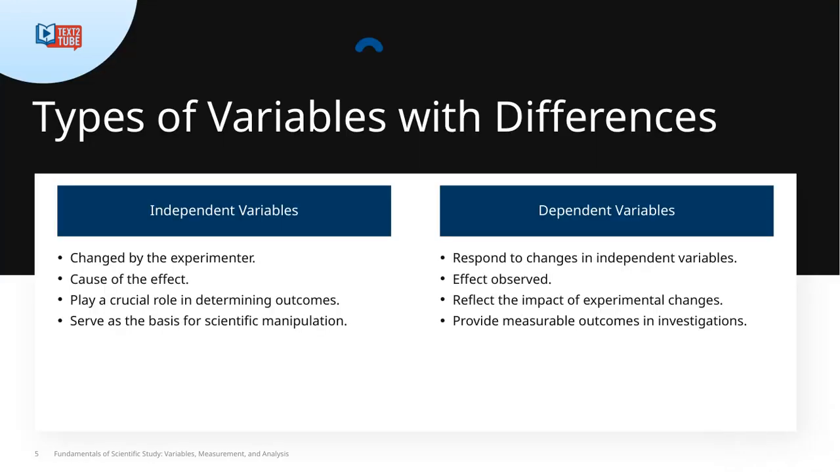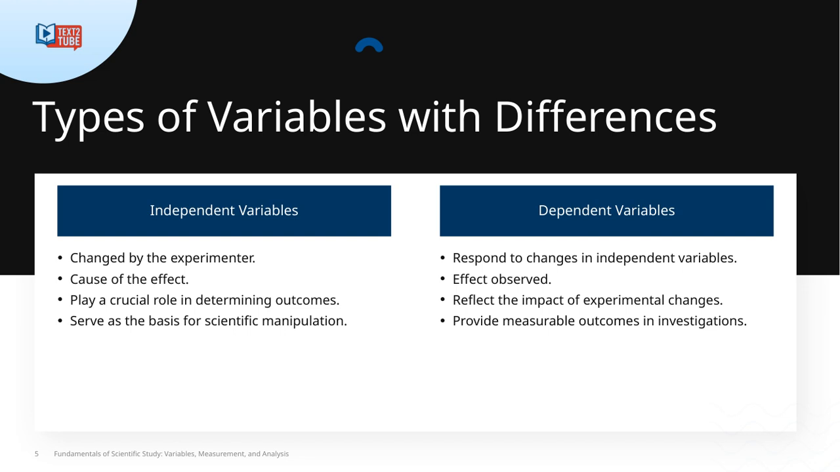Now, let's dive into the fundamentals of scientific study, focusing on variables, measurement, and analysis. First, we see that variables are things changed by the experimenter, and they are also the cause of the effect we observe. They play a crucial role in determining outcomes because they help us understand what influences what. Variables serve as the basis for scientific manipulation, meaning we adjust or control them to see how they impact our results.